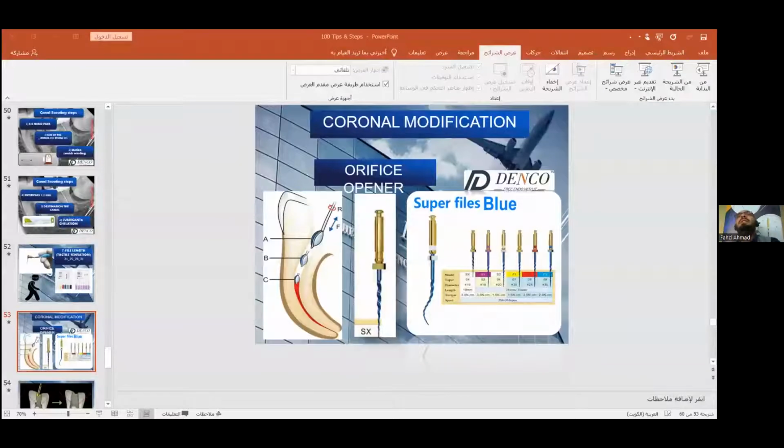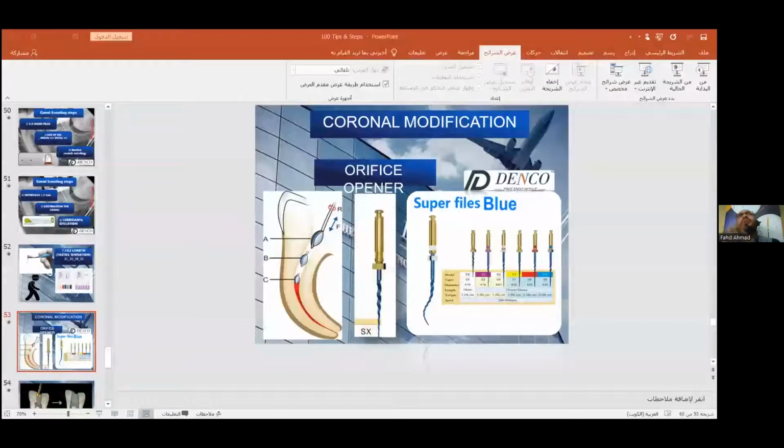We will see here the danger zone, coronal modified. This is the Orifice Opener file. We will take it and make a very good access for us. But we should be very careful by moving it toward the safe zone to avoid bifurcation perforation. So why did we say this step is very important and sensitive? Because it's better to insert the file in a straight way. You see, like this.